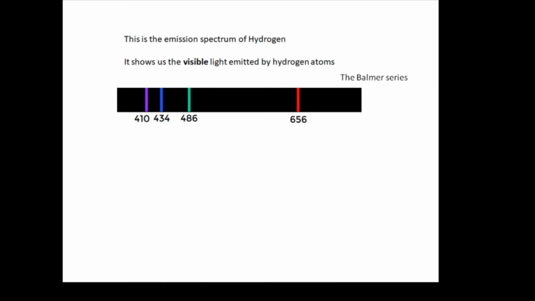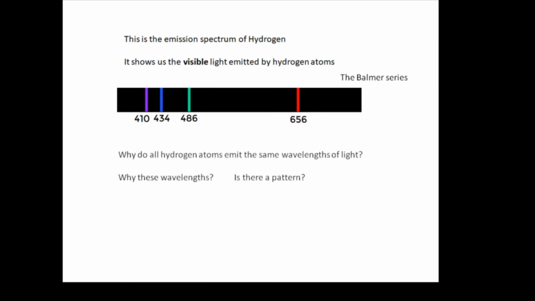This is the emission spectrum of hydrogen. These are the visible wavelengths of light given off by excited hydrogen atoms. It's called the Balmer series, and it shows the visible light emitted by hydrogen atoms. Now, all hydrogen atoms give off these wavelengths. And why these wavelengths? Why do all hydrogen atoms emit the same wavelengths of light? And why these wavelengths? Is there any kind of pattern? We'll be answering that in my second video.